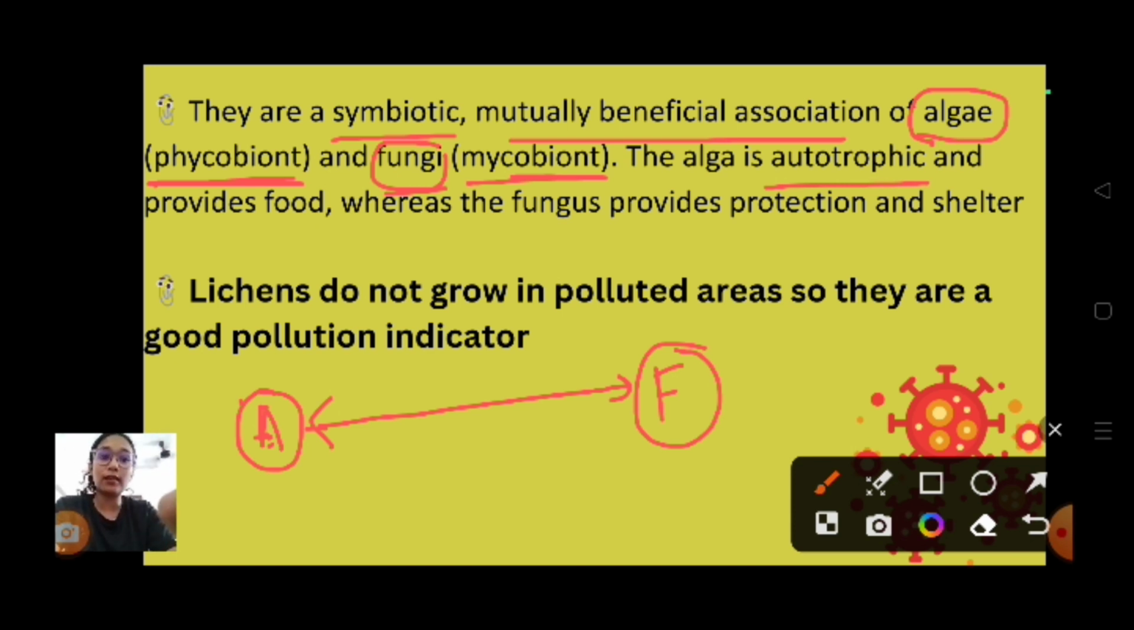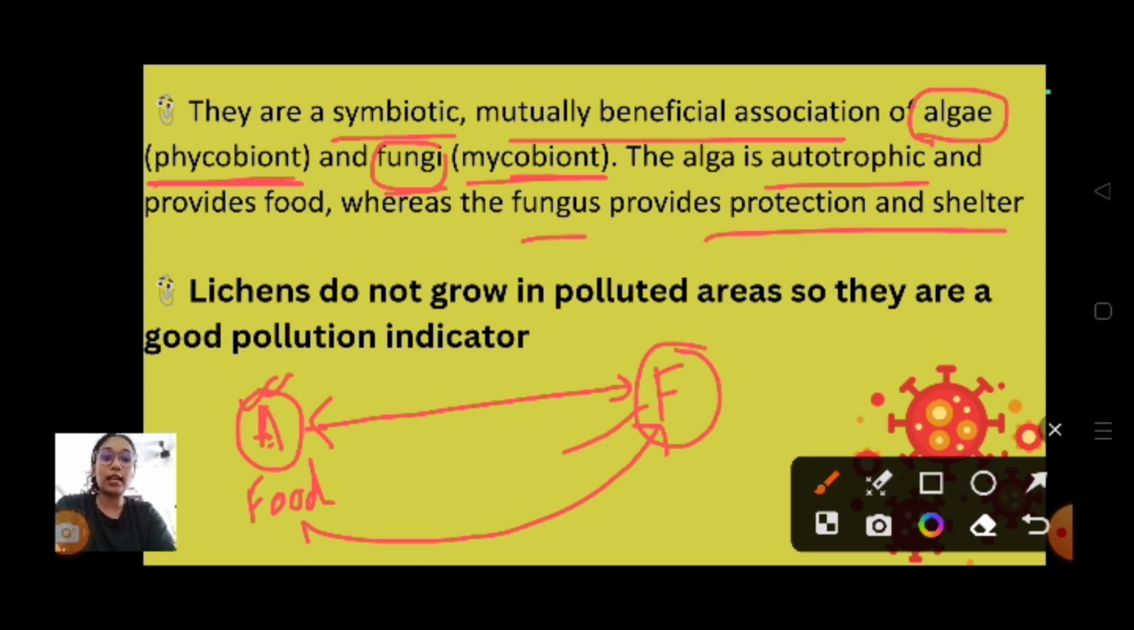Clear? The algae is autotrophic, means they make their own food with the help of photosynthesis. They make food through photosynthesis and provide food to the fungi. Getting my point? And the fungi, in return, protect and give shelter to the algae. So in place of the food, they are also giving shelter and protection to the algae.